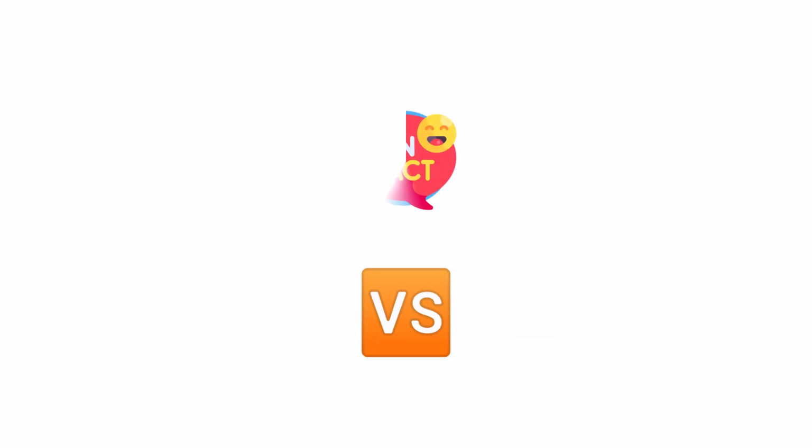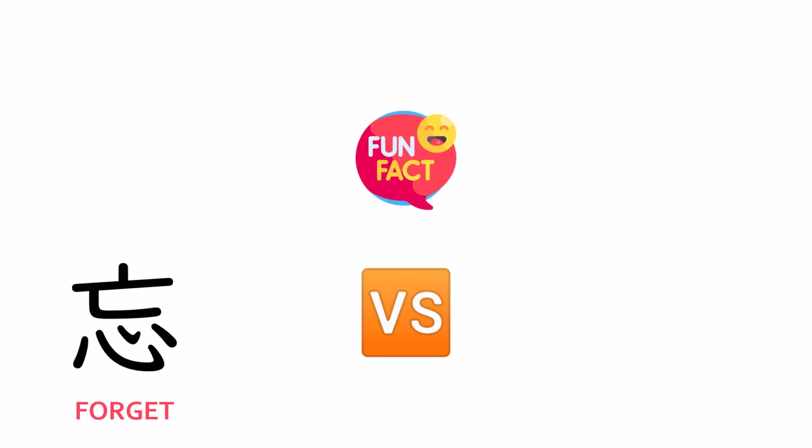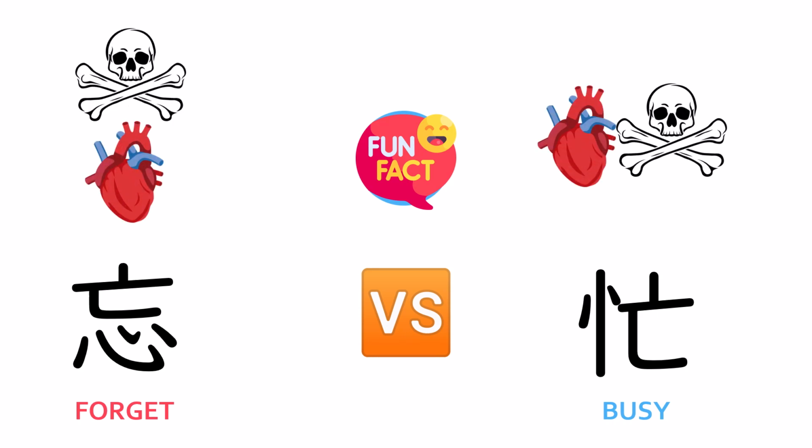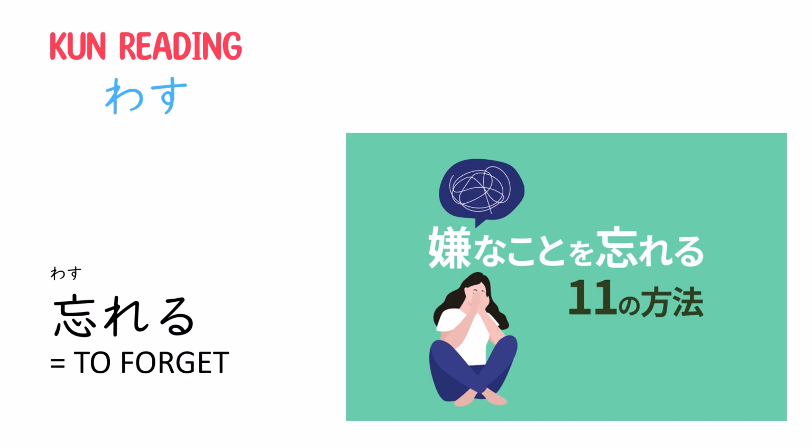Fun fact, the kanji forget goes together with another kanji of similar etymological roots, and that is the kanji busy. As you can see, both have heart and disappear composition. What a clever way to use these elements. The kun reading is wasu. The example is wasureru, or to forget. The sentence is yana koto o wasureru chuishi no hoho. 11 ways to forget the things that bother you.